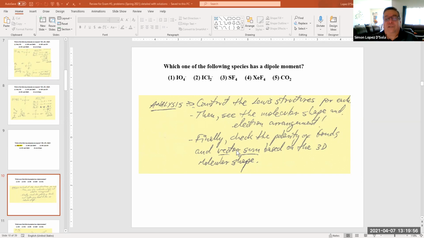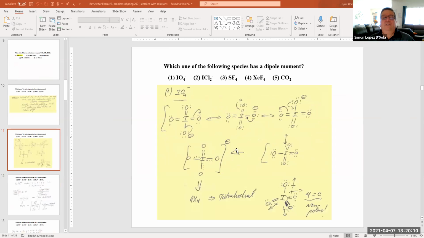So let's consider the first case. In this case, remember, the question is asking which of the molecules has a dipole moment. So it means which of the molecules is polar. So for the first case, we have iodate.